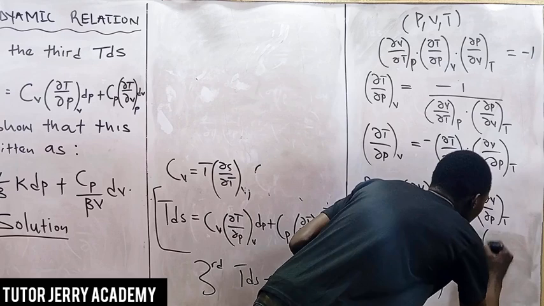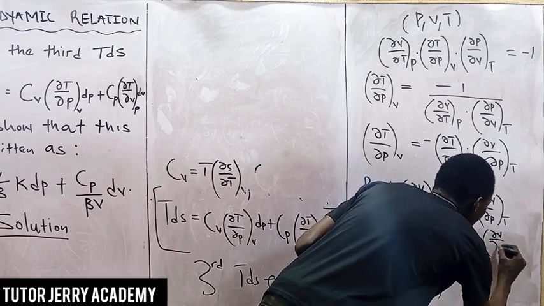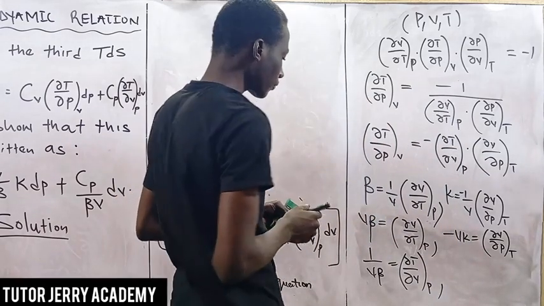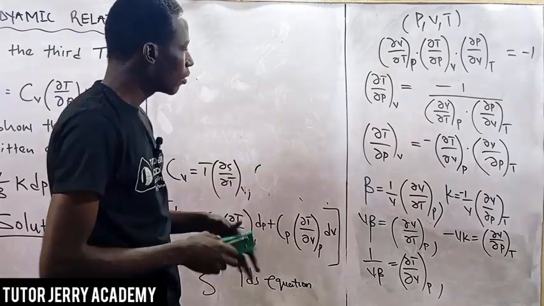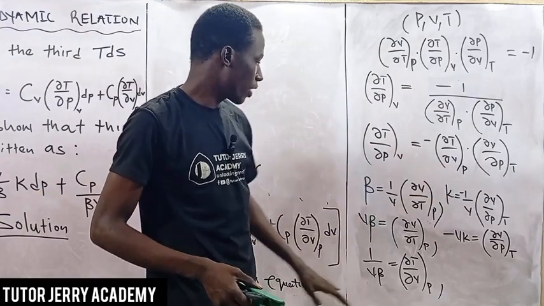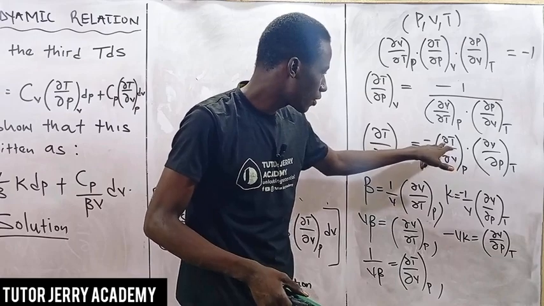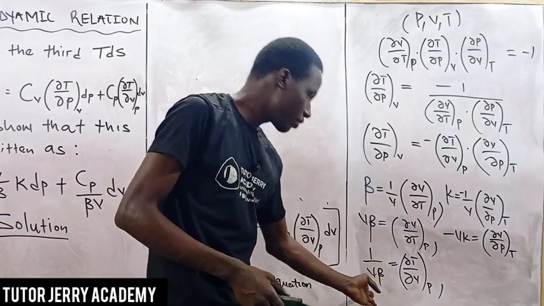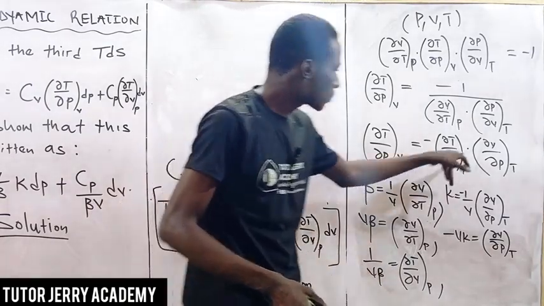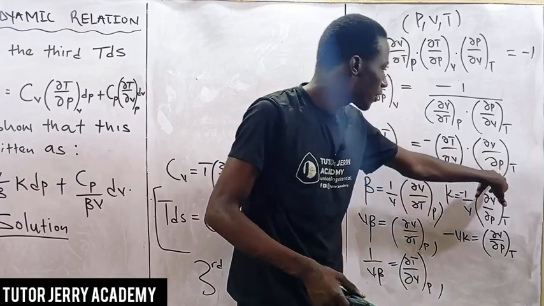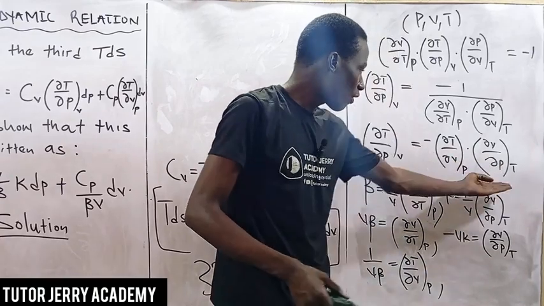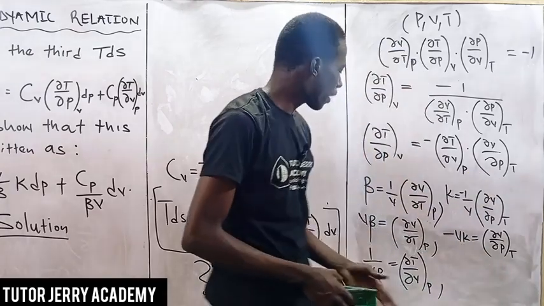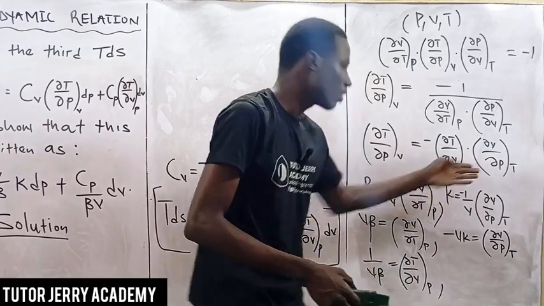We have minus Vk is equal to the partial derivative of v all over the partial derivative of p keeping t constant. Now this is what we have. Now come back to our equation. We have the partial derivative of t all over the partial derivative of v keeping p constant. It is here and it is equal to 1 over beta. We have the partial derivative of v all over the partial derivative of p keeping t constant. Of course, it is here, and it is equal to minus vk. So we are just going to substitute their values in this equation.